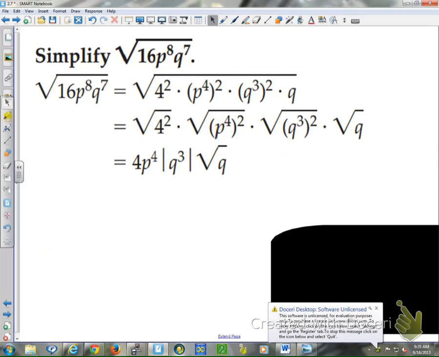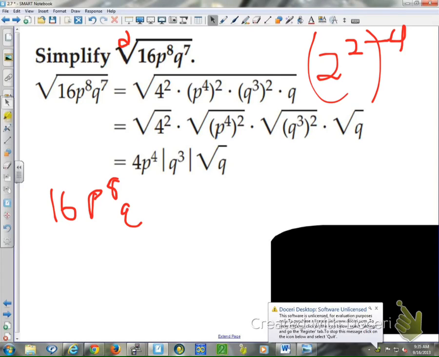Just last week, I taught you that if you had something like this, all you had to do was multiply the exponents, right? You can use that exact same principle for square roots. Here's all you have to remember. A square root is nothing more than a fractional exponent. A square root, which is the second root, is really p to the 8th, q to the 7th, to the 1/2.